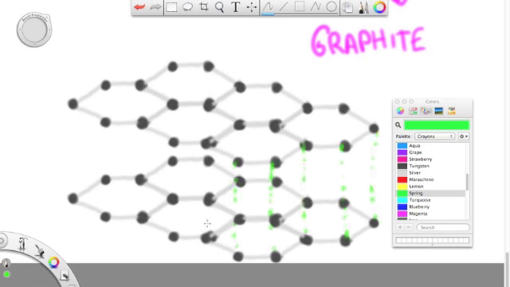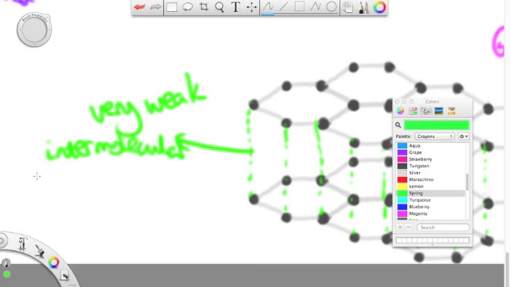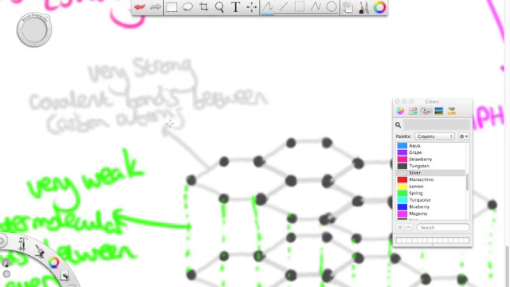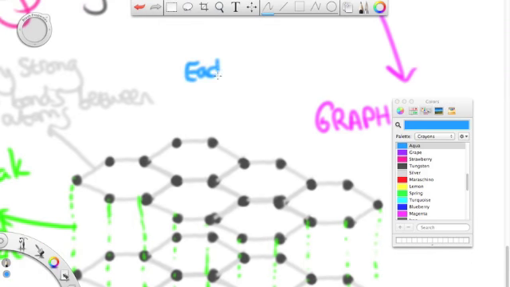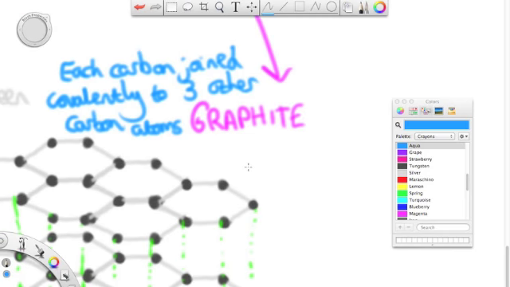So each layer contains carbon atoms joined to each other with very strong covalent bonds. But between 2 separate layers, there are no covalent bonds. There are only very weak intermolecular forces, like you remember in the simple covalent structures. So you've got layers that are very, very strong and hard to break, but the bonding between separate layers is weak. And this means that those 2 or 3 or 4 layers can slip over each other very easily.